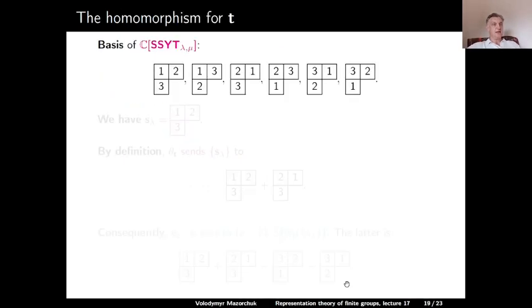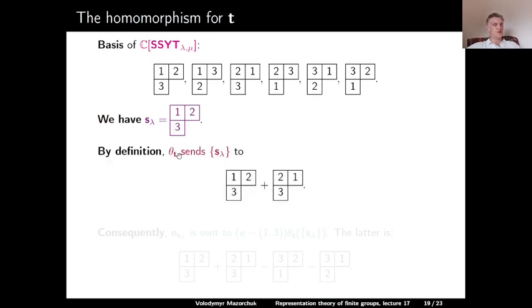So the delinearization of the semi-standard Young tableaux of shape lambda and content mu consists simply of all Young tableaux of shape lambda. So we have 1, 2, 3; 1, 3, 2; 2, 1, 3; 2, 3, 1; 3, 1, 2; and 3, 2, 1. The tableau S lambda is 1, 2, 3. So this is a standard Young tableau when 1, 2, 3 are written in the natural order.